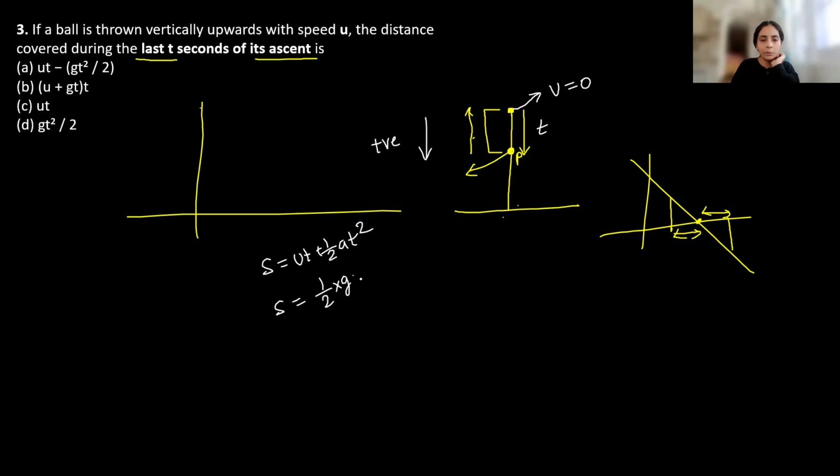This is g into t का square. So answer should be what? Half gt square. So option D. समझ रहे हो ना? सो मोशन अंडर ग्रेविटी को आप थोड़ा सा एनालाइज करना, तभी फॉर्मूलाज यूज करना. That will make your things more easier.